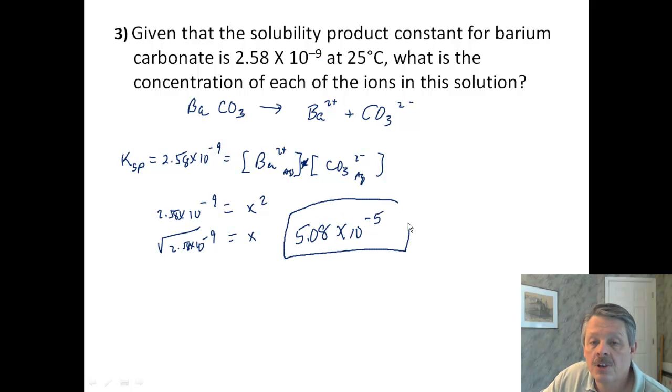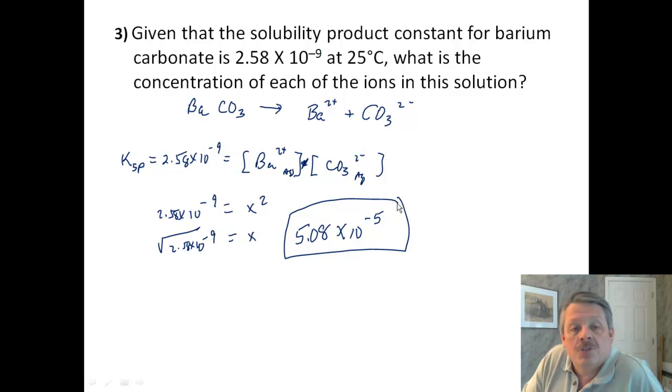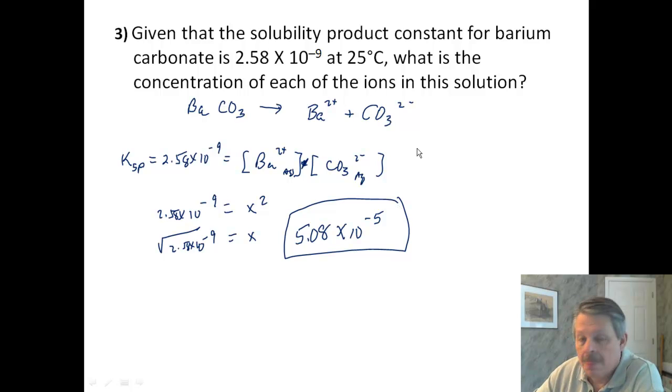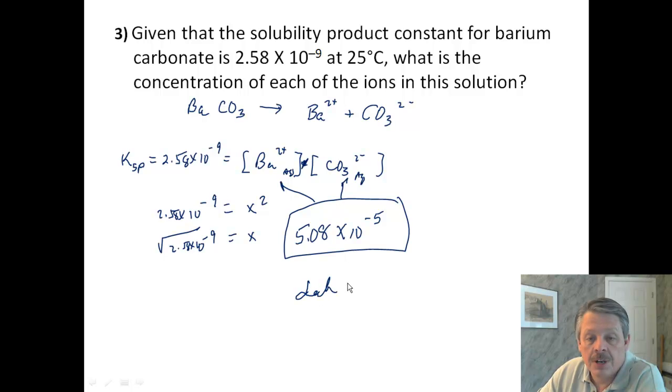So that is the concentration, the molarity, of the barium and the carbonate. Right? So that should be this number, and it should be this number. Well, how do you check your work? Well, you take this number and you multiply it by itself. You square it, and it works. So if you check your work, you'll find out it works.